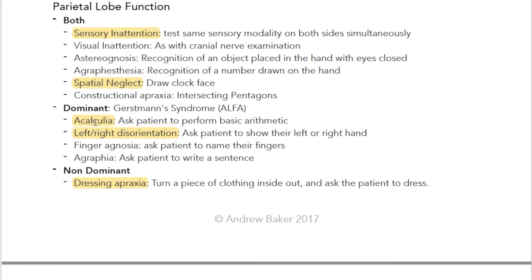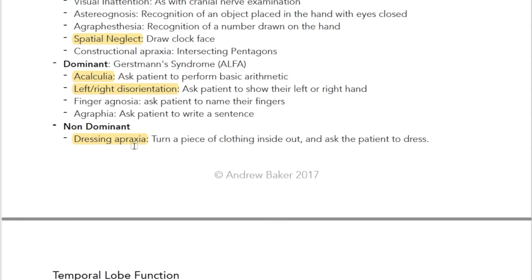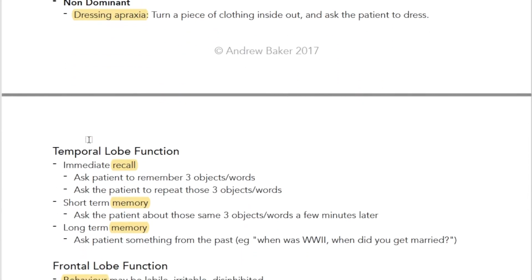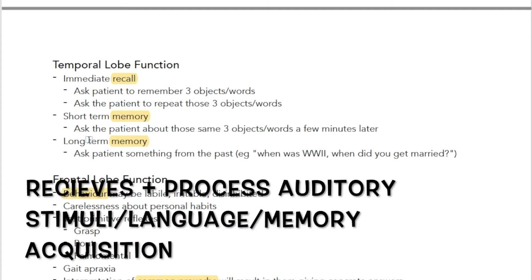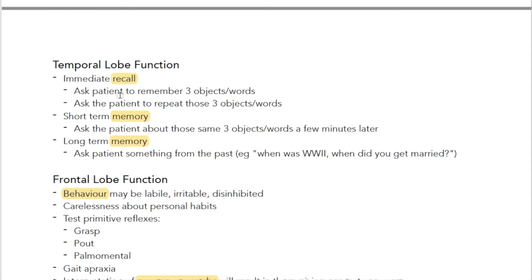If you are looking at the dominant hemisphere, remember the dominant hemisphere has to do especially with mathematics and calculation. So you look for acalculia, left-right disorientation. The non-dominant hemisphere you will look for things like apraxias, which are not in the scope of today. Temporal lobe function can also be examined. Remember, the temporal lobe receives and processes auditory stimuli. So it mainly plays a role also in language and especially memory acquisition, and that's why you see most of the tests at the temporal lobe here: you're testing for immediate recall, short-term memory, and long-term memory.